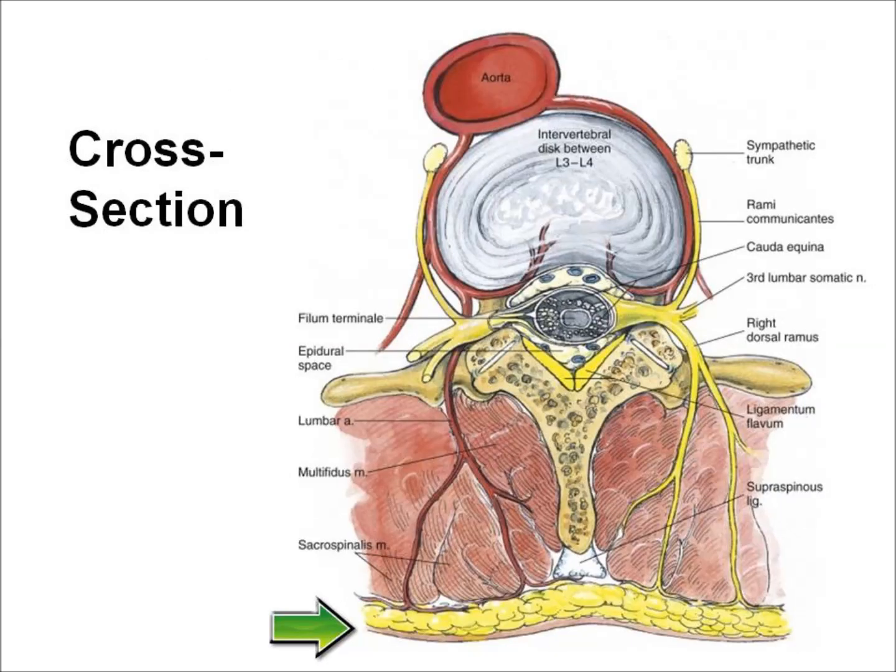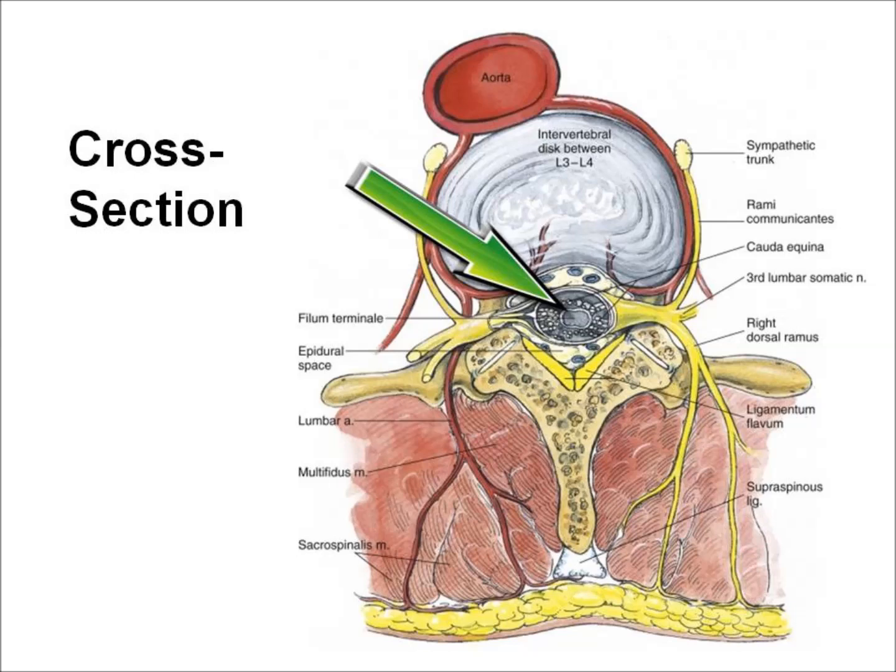This depiction is of a cross-section through the L3-L4 interspace. The posterior part of the patient is depicted by the green arrow, which is at the lower part of the slide. Notice the subcutaneous layer of fat. The intervertebral disc is clearly seen, and notice how closely applied the aorta is to the anterior part of the vertebral body. The green arrow points to the filum terminale. Note that because we are at the L3-L4 level, we will not see the spinal cord at this level in an adult.